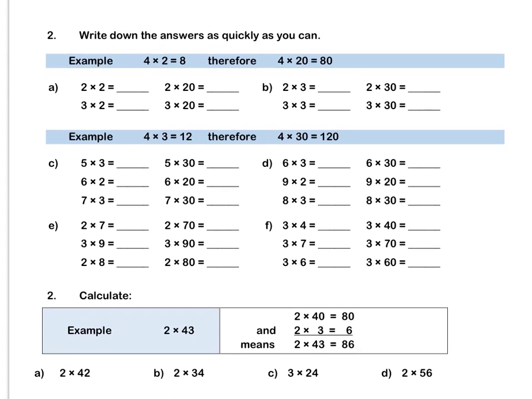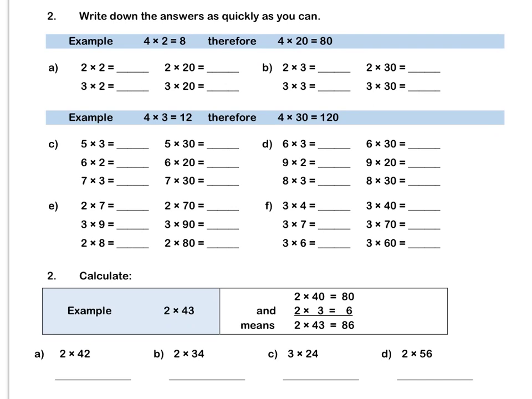Question 2. 4 times 2 is 8. Therefore, 4 times 20 is 80. 2 times 2 is 4. Therefore, 2 times 20 will be 40. Pause this video to complete question A and question B by yourself.